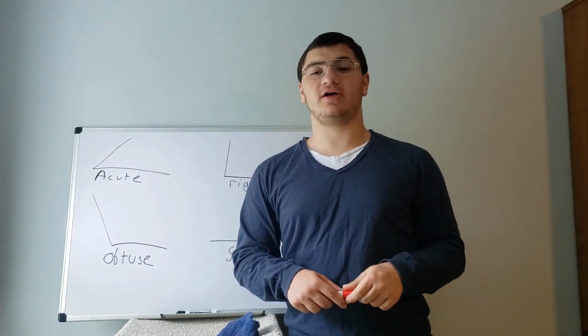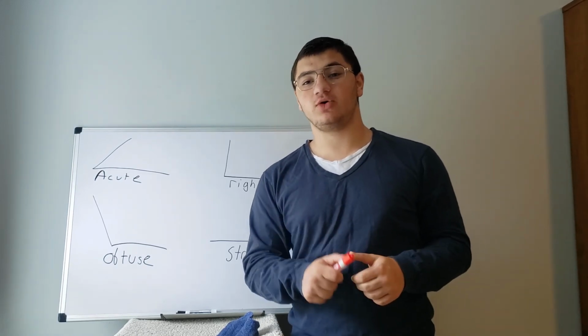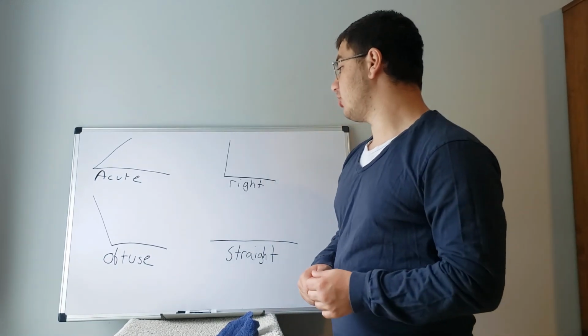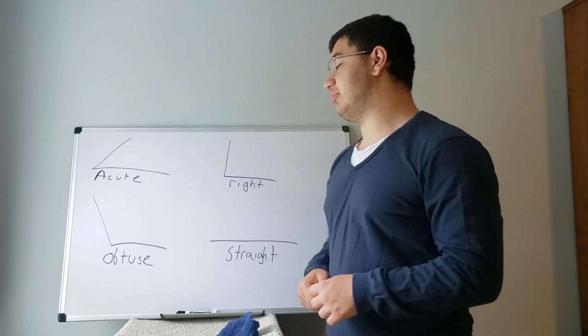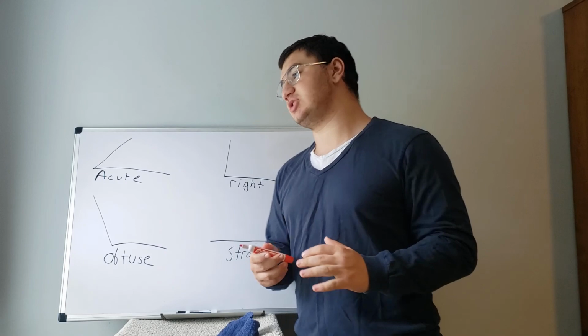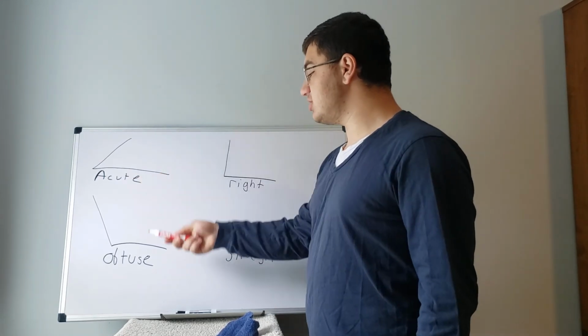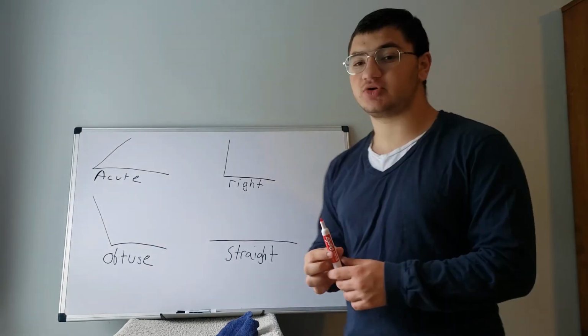My name is Harjan, and today in my video we're going to be talking about the different types of angles that you learn in geometry, especially in 6th grade math. So in geometry, you have 4 types of angles that you're going to need to know and what type they are. You have acute, obtuse, right, and straight angles.